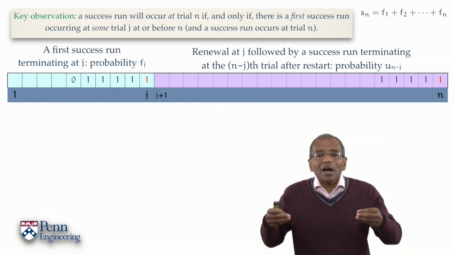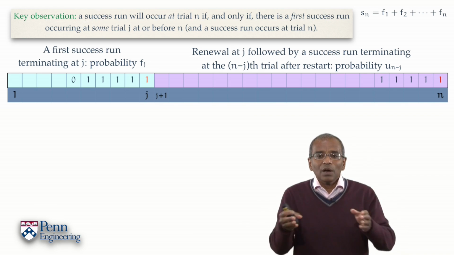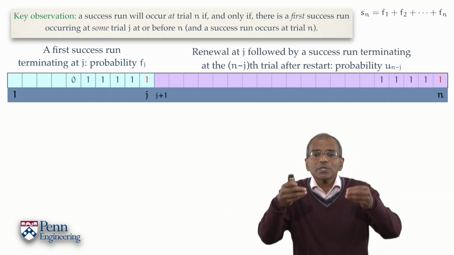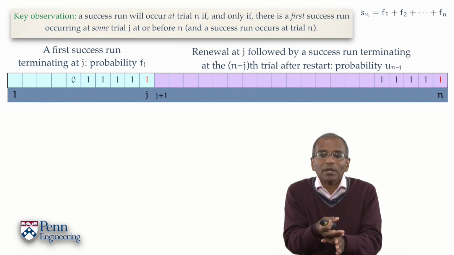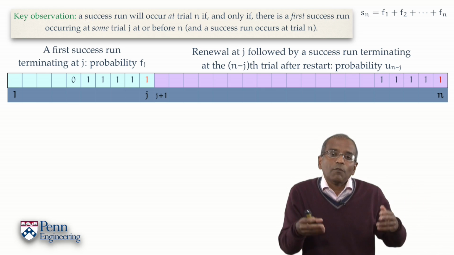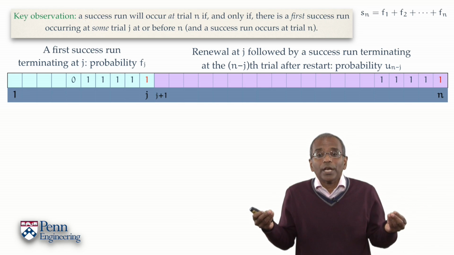Notice the trials are repeated and independent. We've got a statistically identical version of the experiment which has been started again at trial j plus 1. And now we've had n minus j trials culminating in a success run. And therefore the probability is u_{n-j}.